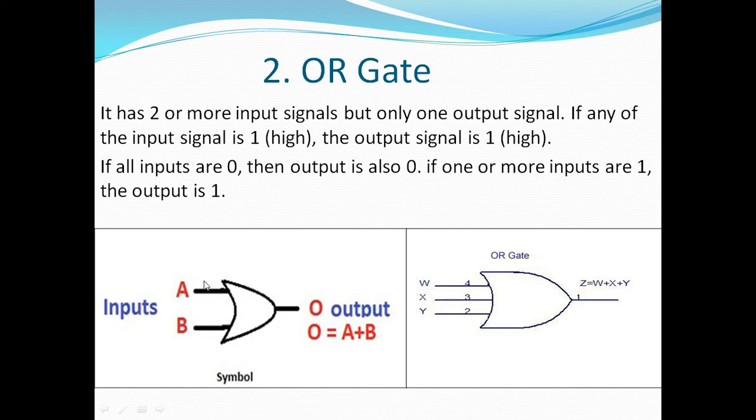Now this A can be either 0 or 1. The B can be either 0 or 1. There will be 4 possible combinations, but the output will be only one value. Similarly, if we have 3 inputs, then there also will be only one single output. With the OR operator, we were logically adding the inputs. So here the output O is equal to A plus B. If we have 3 inputs W, X, Y, then the output will be W plus X plus Y.